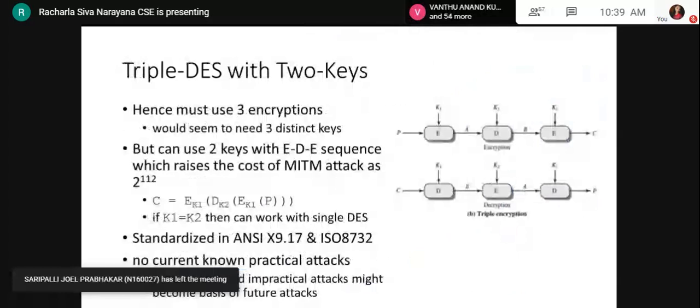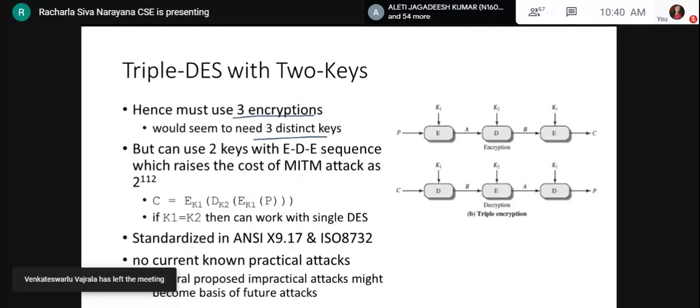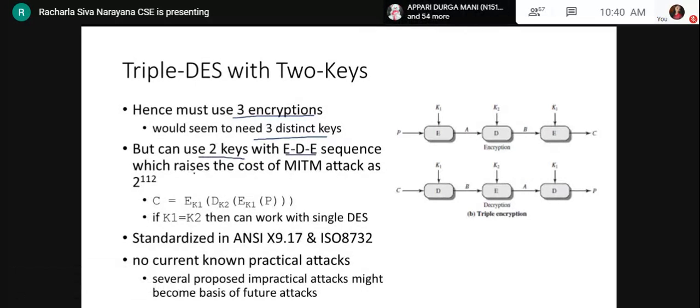Triple DES. To overcome the problems in double DES, the DES algorithm is modified into triple DES. Triple DES can be done using 2 keys or using 3 keys. Here we are performing 3 encryptions. It would seem to need 3 distinct keys, but we can use 2 keys with the sequence EDE: encryption, decryption, encryption. This raises the cost of the man in the middle attack to 2 power 112.